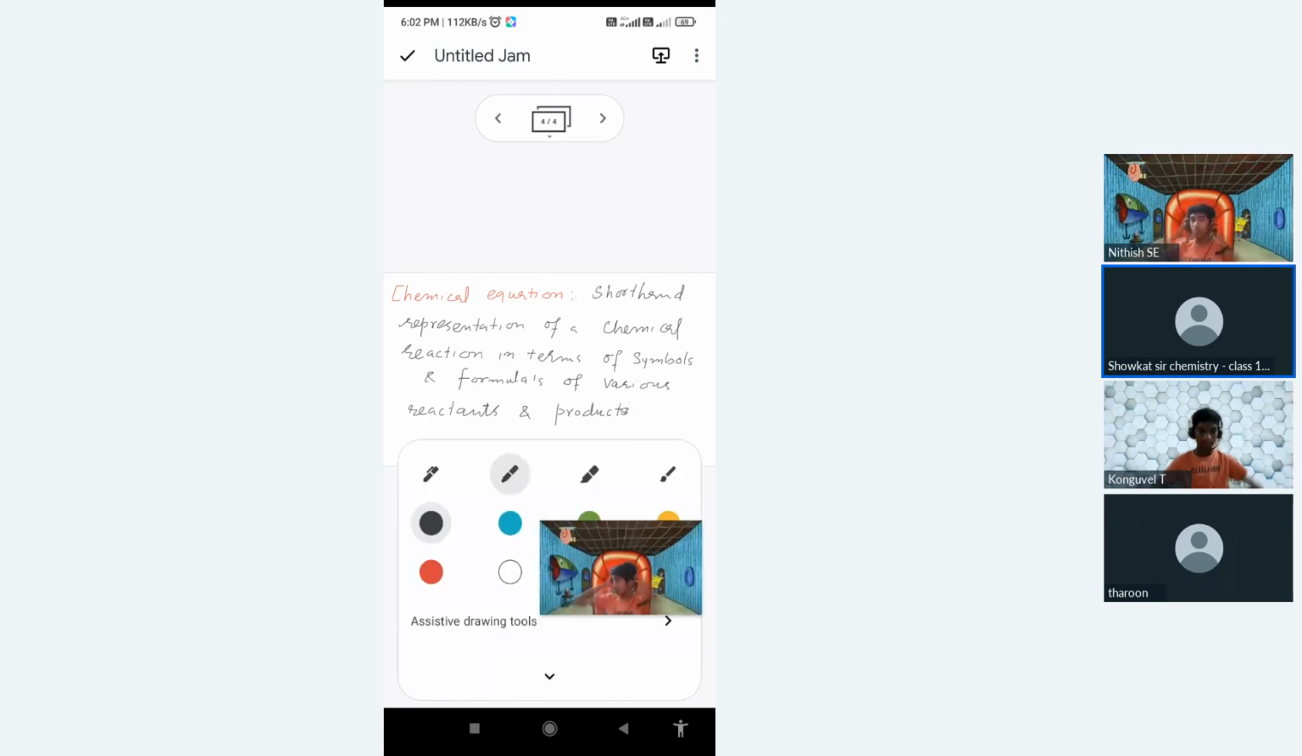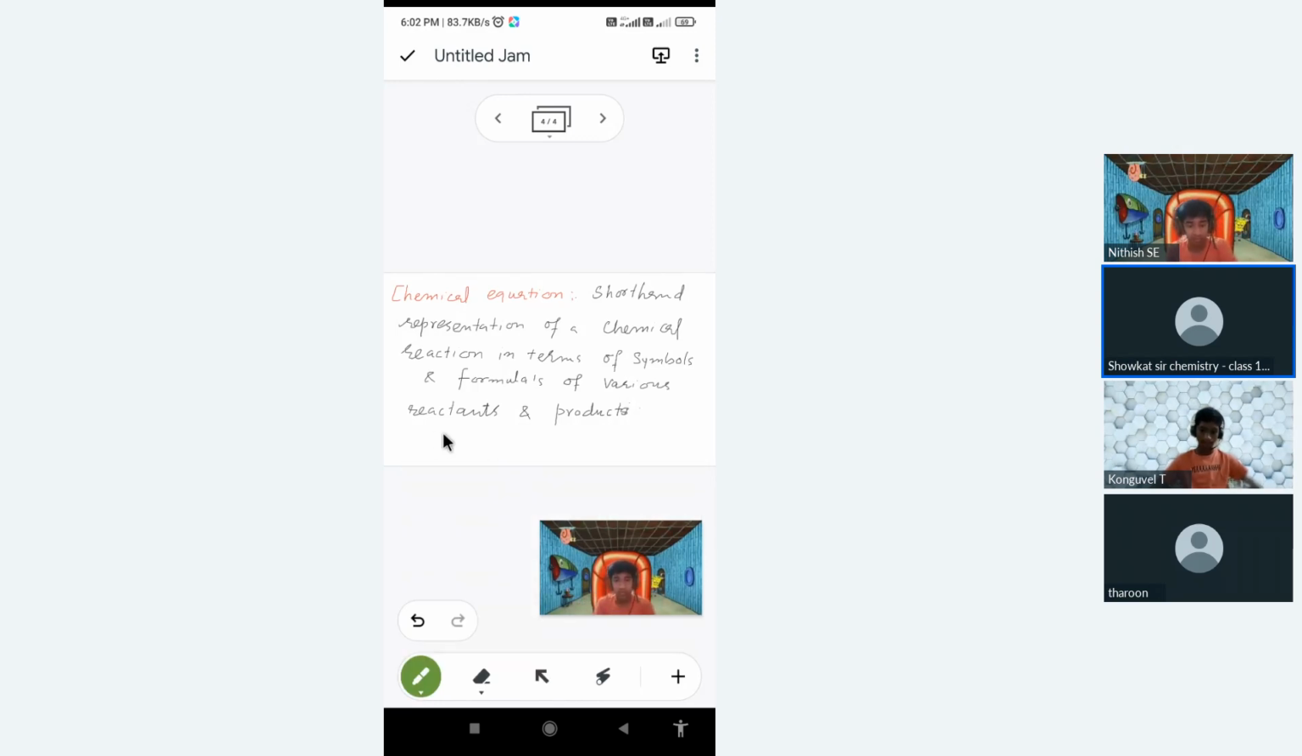For example, if you say that carbon reacts with oxygen and forms carbon dioxide, then I will write its chemical equation like this: C plus O2 gives CO2. This is how to write a chemical equation. Whenever there is more than one reactant, that is, if there are two reactants, they are separated by this plus sign. You have to remember this, right?